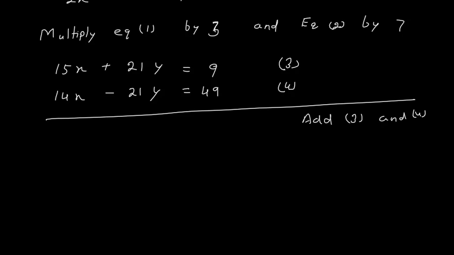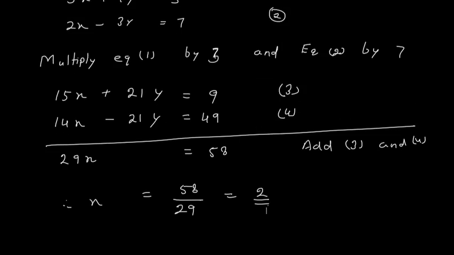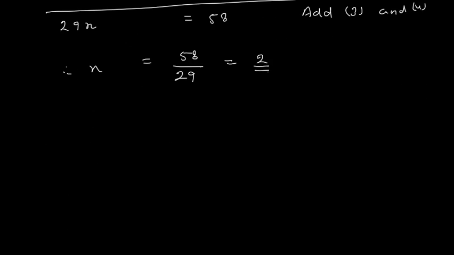So 15 plus 14, we will get 29x, and this will be 0, and here we add to 998, and this is 58. So therefore x is 58 divided by 29, which is equal to 2. So the value of x we got. Now we put this value of x in any of the equations. So I will say put x equal to 2 in equation 1.